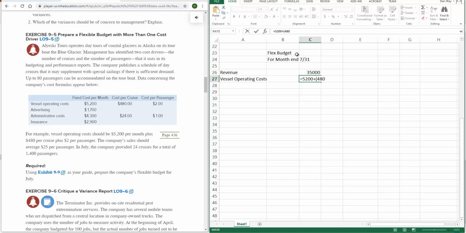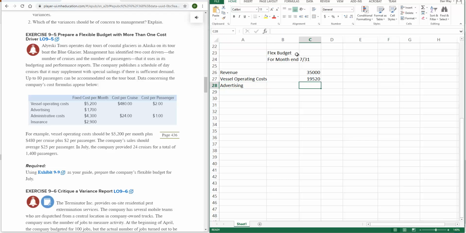$480 per cruise times the 24 cruises we ran, plus an additional 1,400 passengers times $2 per passenger. So again, the variable component depends on two things in terms of volume: number of cruises and number of passengers. So that total cost in our flex budget should be $19,520.